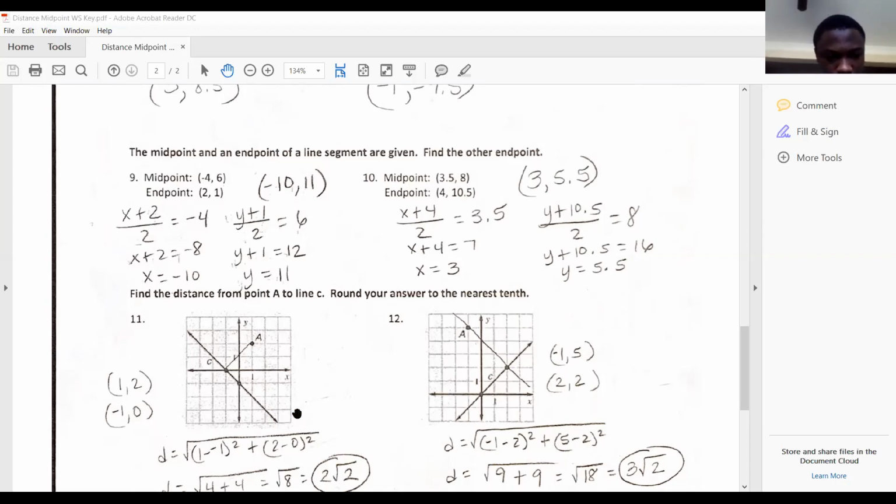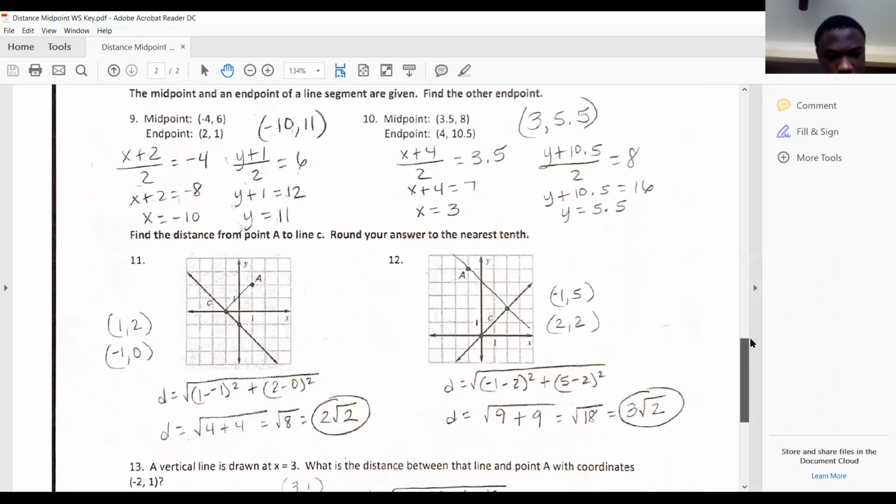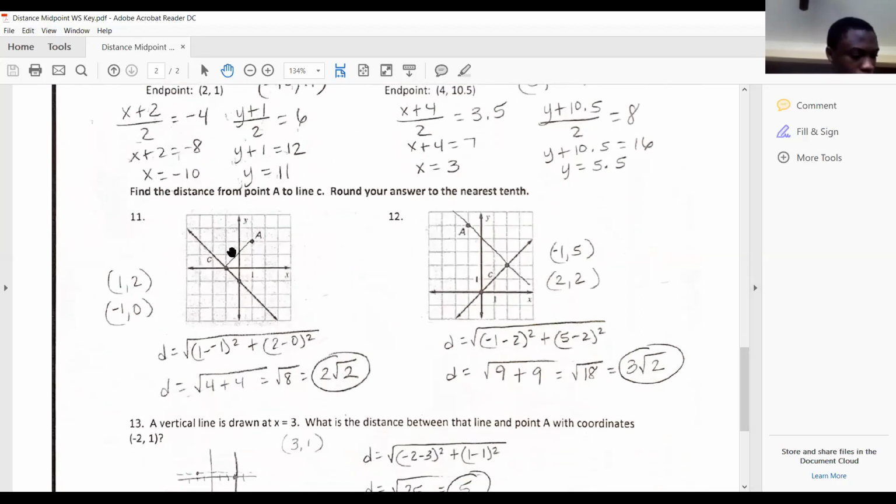Number 11? Oh, I got it. Ah, yeah, I see number 11 here. Round your answer to the nearest tenth. Yeah, that was that other equation we learned, the absolute value equation. I think that's what you're talking about. You take the absolute value of Ax plus By plus C, then over the radical of A squared plus B squared.